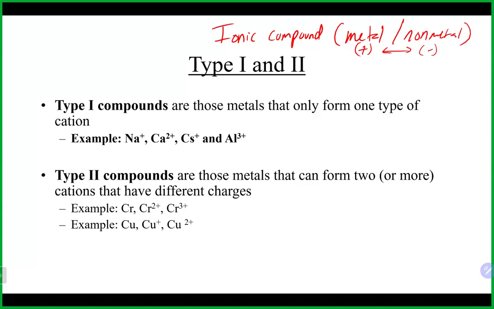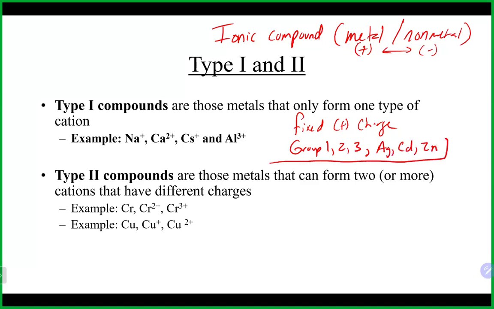So a type 1 compound is where the metal has a fixed positive charge. So type 1 is a fixed positive charge for the metal. And as we talked about a second ago, that is basically group 1 on the periodic table, group 2, group 3, which is aluminum, silver, cadmium, and zinc. So if you're looking at a formula of a compound that contains any one of those metals, what should go in your head is that it is a type 1 situation, and I should name it as a type 1, which we'll talk about how to name in just a second.